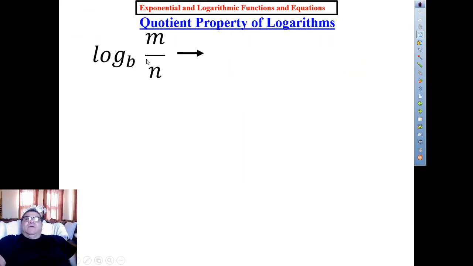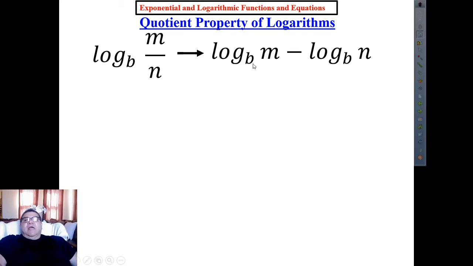And if we added for the product property, what do we do with quotients? We subtract. That is correct. Log b of m minus log b of n.